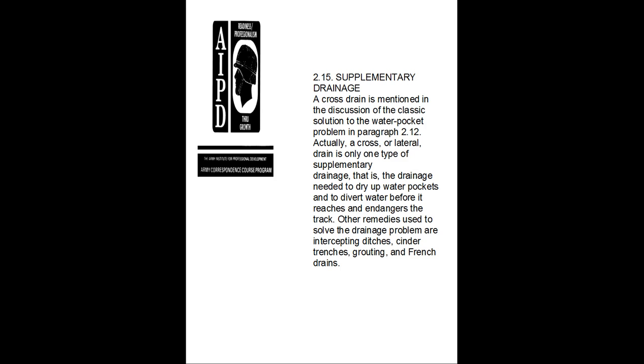2.15 Supplementary drainage. The cross drain is mentioned in the discussion of the classic solution of the water pocket problem in paragraph 2.12. A cross or lateral drain is usually only one type of supplementary drain. Drainage is needed to dry up the water pockets, or to divert the water before it reaches the ditches or the track. The other remedies used to solve the drainage problem are intercepting ditches, cinder trenches, grouting, or French drains.